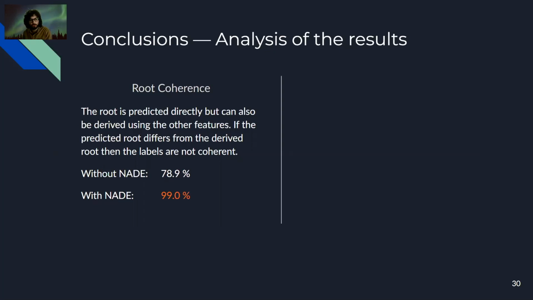First one is what we call the root coherence. As I told you before, we predict the root of the chord, but the root can also be derived from the other features. We checked when these 2 different ways to obtain the root are consistent with each other. And we found that without the NADE, this happens in 79% of cases, and with the NADE, it happens in 99% of cases. So it's almost every time really coherent. So really, NADE works as intended.